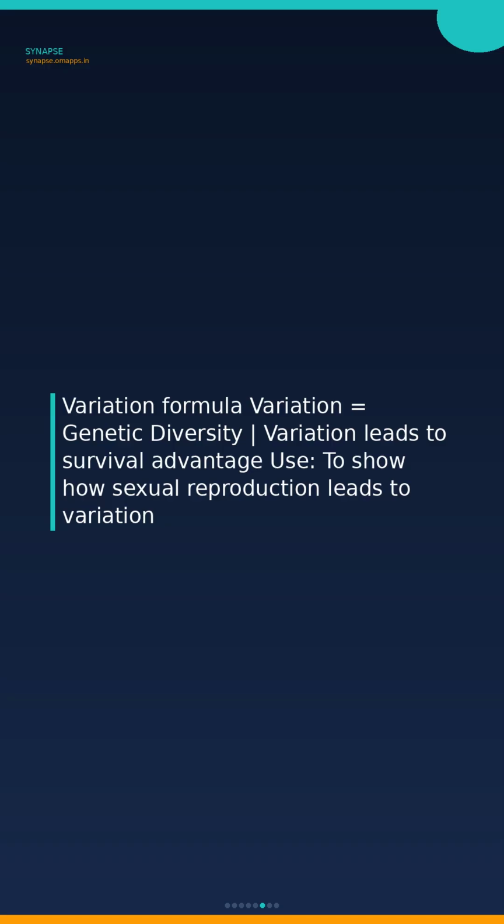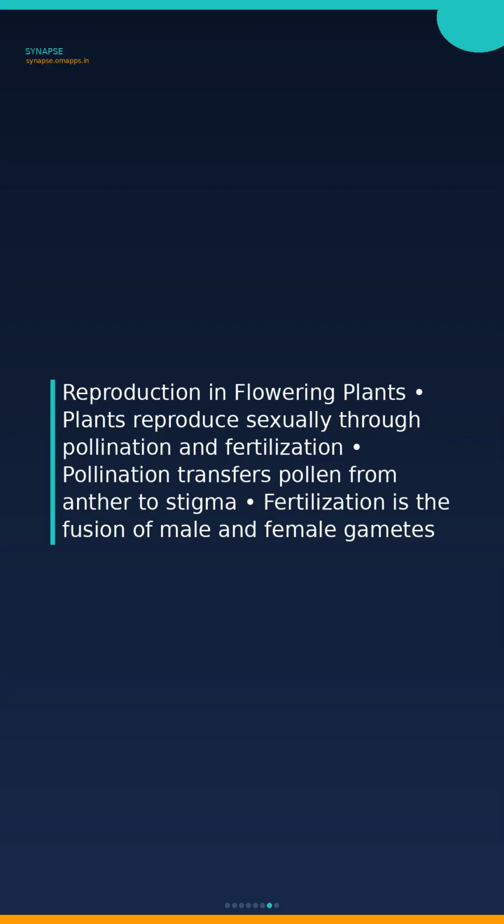Here's a real-world application. Think about grafting in plants. Grafting is a form of artificial vegetative propagation used to combine the desirable traits of two plants. Farmers use it to produce better crops.